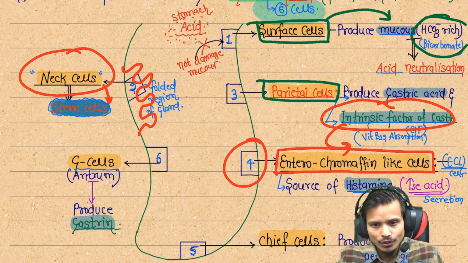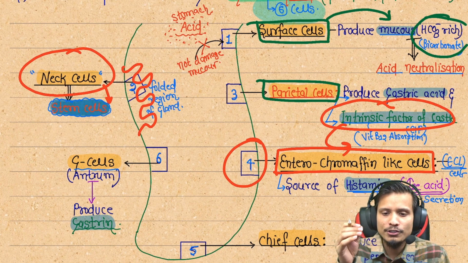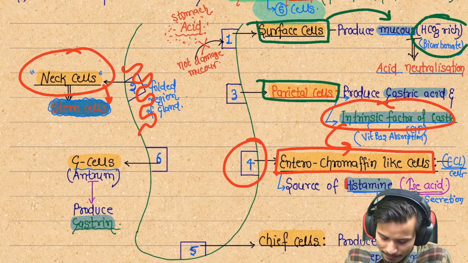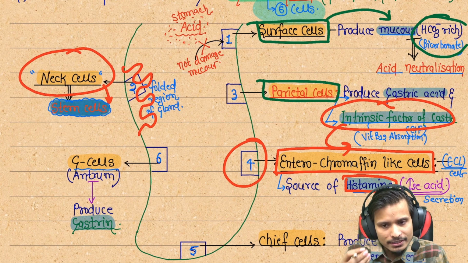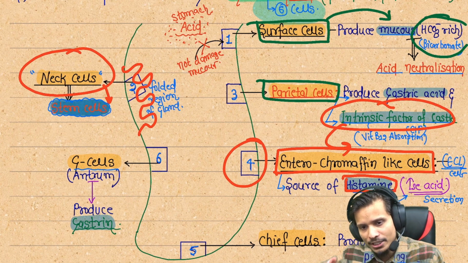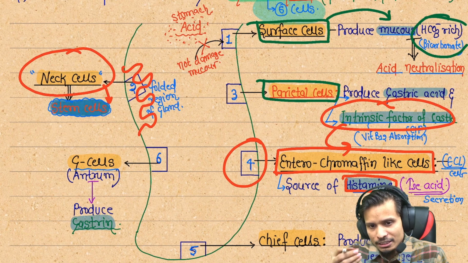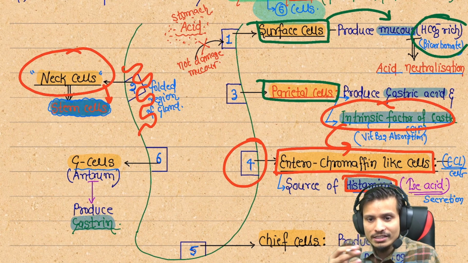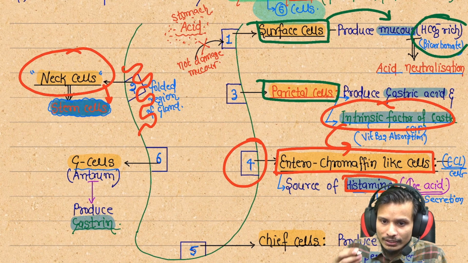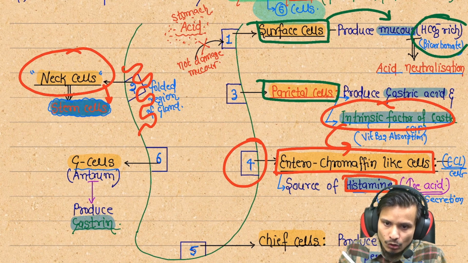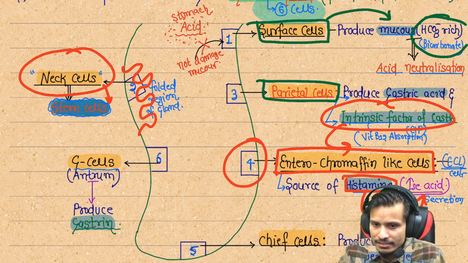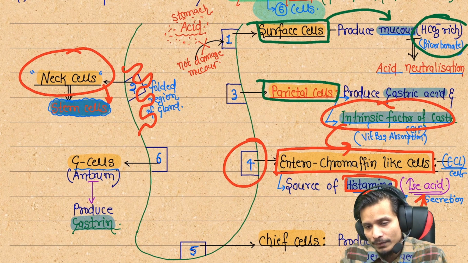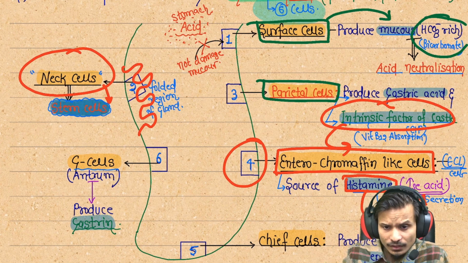These ECL cells, or enterochromaffin like cells, are going to produce histamine. Histamine is an inflammatory substance, an inflammatory chemical which produces inflammation. But here the role is different in our stomach. The role of histamine in our gastric glands is to help increase the acid secretion. So the enterochromaffin like cells help in acid secretion.